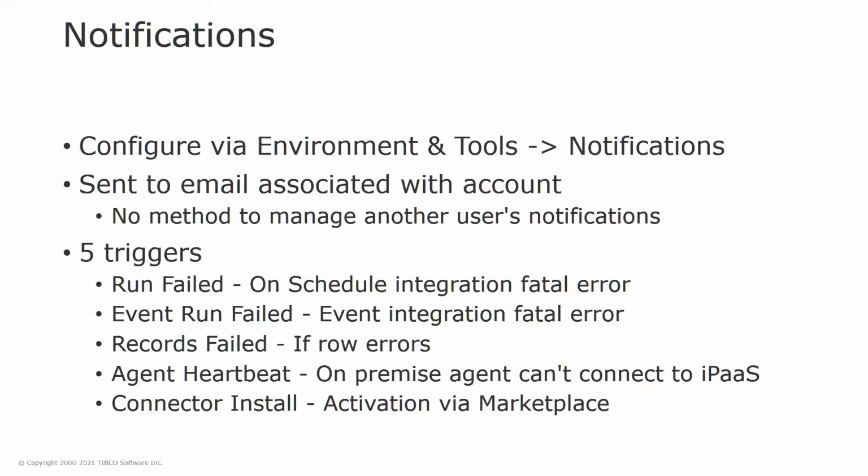So notifications, they're configured via TCI under Environment and Tools, Notifications. And there's a separate set of notifications for each organization to which you belong. So once you have become a member of an organization, once you have been invited to an organization, you'll be able to manage the levels at which you want to get emails from that. Now, this is going to be sent to the email that's associated with the account. So even if you're using single sign-on, there's going to be some email which is ultimately tied to that account, and that's the email that it's going to be sent to.